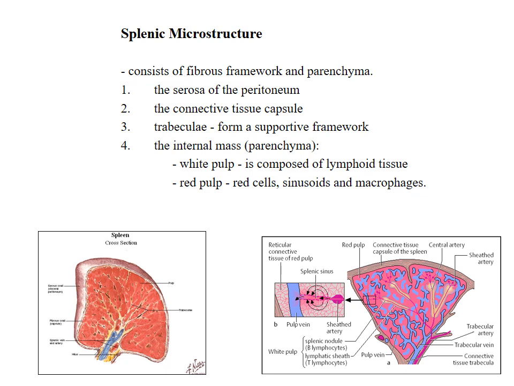Internal mass in this parenchyma, which is situated between the trabeculae, can be divided into the white and red pulp. White pulp is composed of lymphoid tissue, and red pulp of red cells, sinusoids, and macrophages. And this is the end.